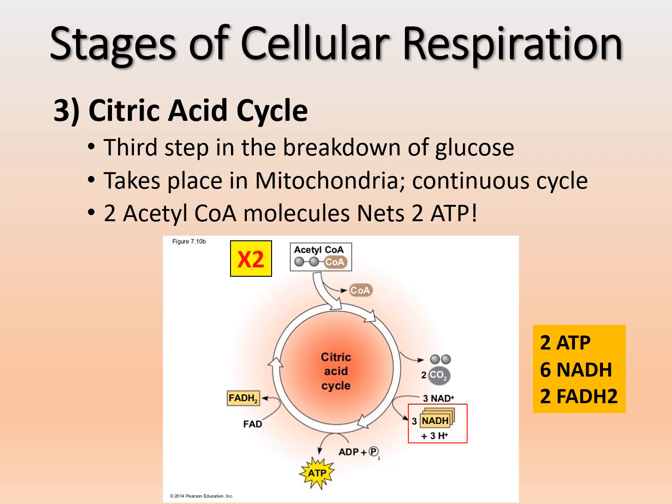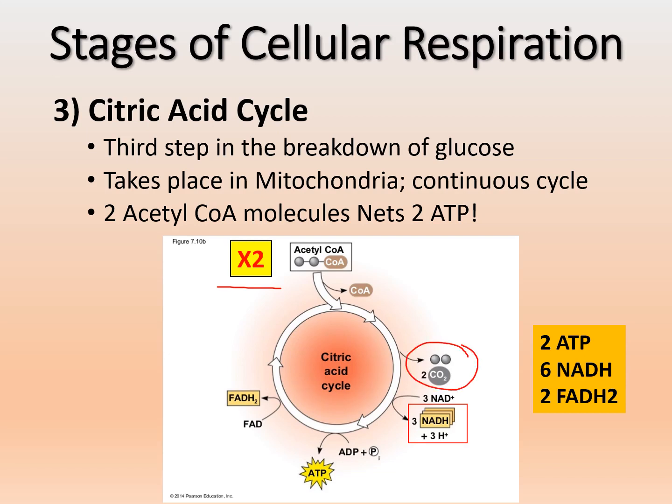So again, it's taking place in the mitochondria, and it's a continuous cycle. So it's always going, it's always turning over acetyl-CoA. And so we're going to completely break down acetyl-CoA. And we net 2 ATP. Okay, so 1 ATP per acetyl-CoA, but we have to remember, right, there's 2 molecules, two acetyl-CoA, so we're doing this twice.